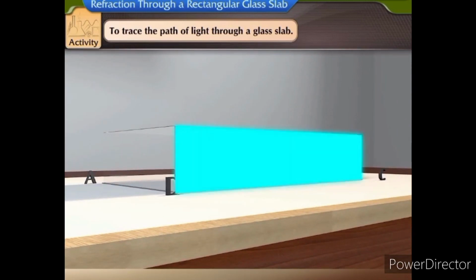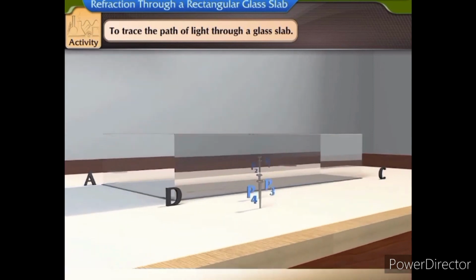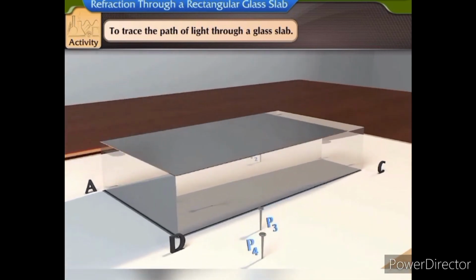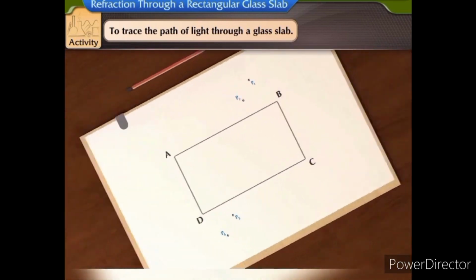Now fix 2 pins P3 and P4 in such a way that they cover the images of the first two pins, P1 and P2 respectively. What do you notice? You will notice that all the 4 pins appear to be in the same straight line. Remove the glass slab and the pins and mark the positions of the pins.